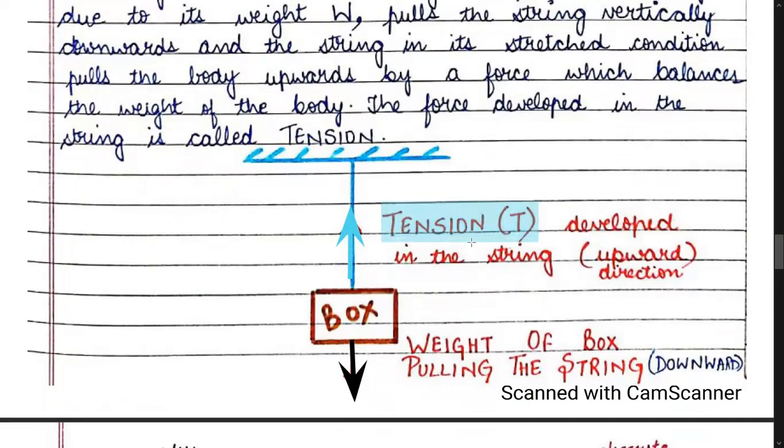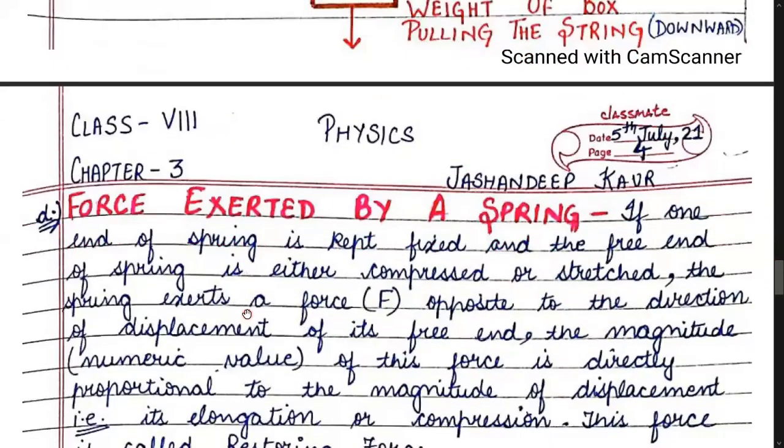Tension will always be present in a string, thread or rope which is suspended by a rigid object. So see the direction of tension. It is vertically upward while weight is acting downward. So this is a force due to tension.